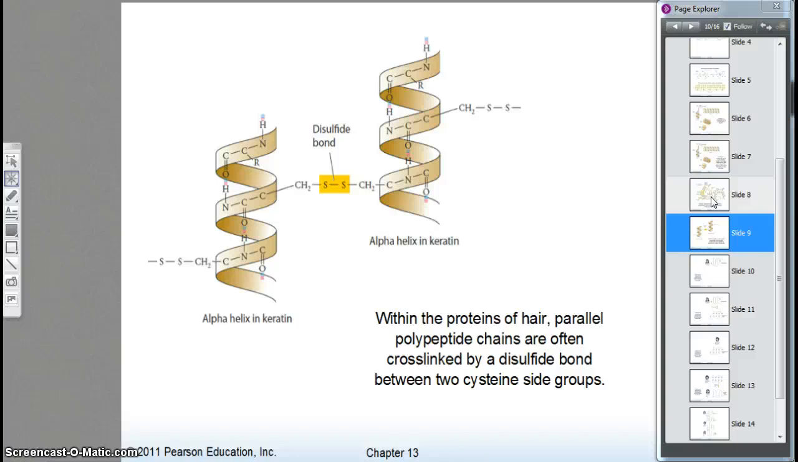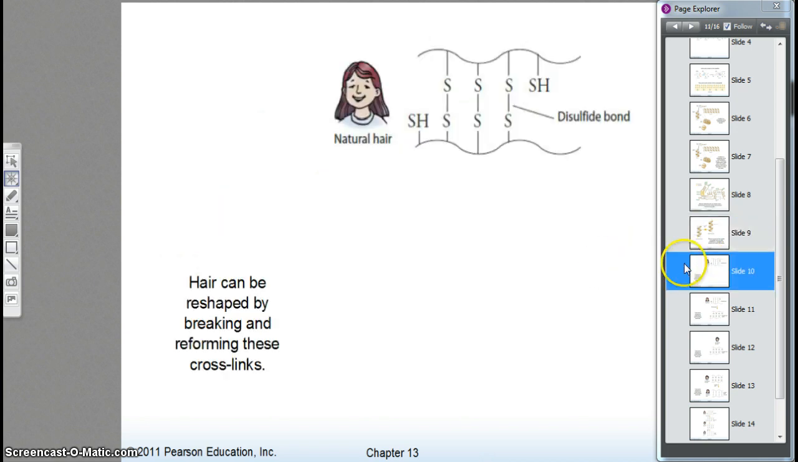The strength of the fibers is determined by the number of cross links. And those cross links we're talking about are disulfide bonds. Thick hair has more disulfide links than thin hair does. Disulfide cross links enable our hair to hold a particular shape. So here's her natural hair. You can see the disulfide bonds.